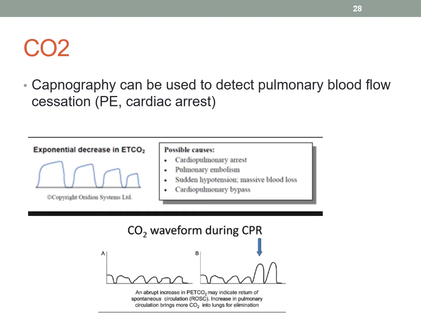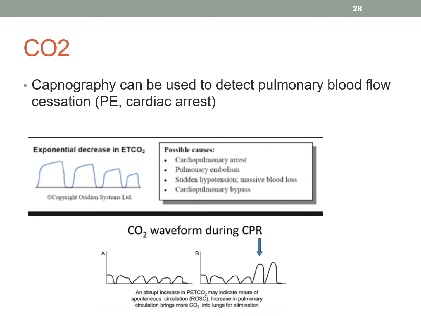All right, and this one here is showing what's happening if you don't have enough pulmonary blood flow, for example, pulmonary embolism or cardiac arrest. You're going to see an exponential decrease in your end tidal. Okay, so it stair steps down as you're decreasing your end tidal. Again, it could be an arrest, a PE, a sudden massive blood loss with hypotension, or cardiopulmonary bypass.